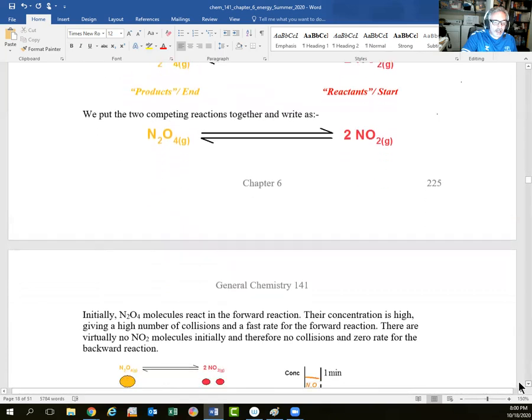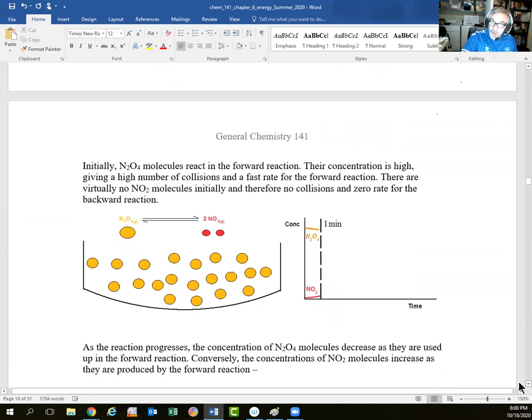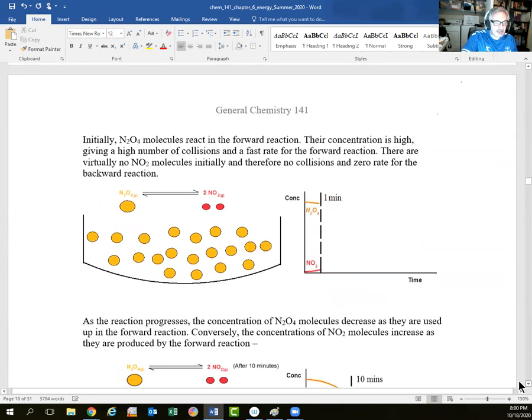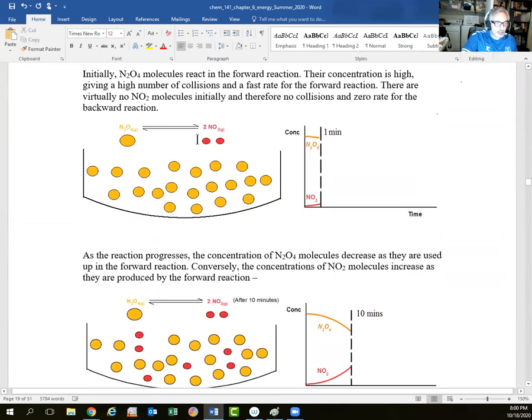So what happens with these reactions? Well, I'm glad you asked. So let's say we start and we pour a chemical into the reaction flask here. We just pour in a bottle of N2O4, and those molecules with kinetic energy in solution whiz around and they collide with each other. They collide and sometimes break their bonds to form two molecules of nitrogen dioxide.